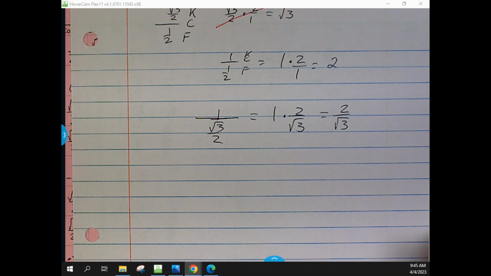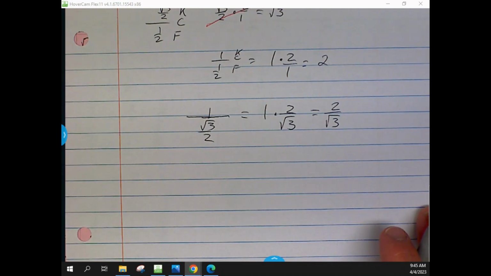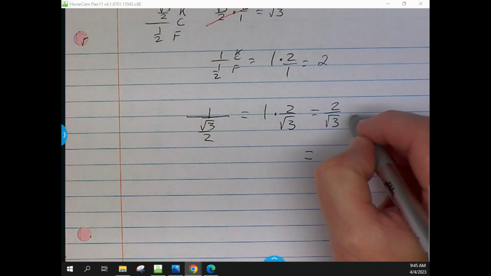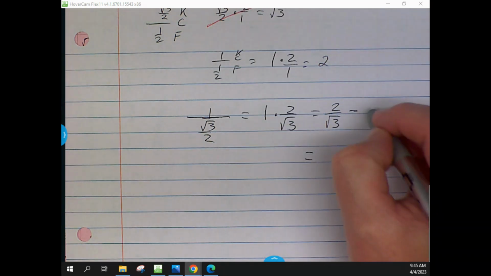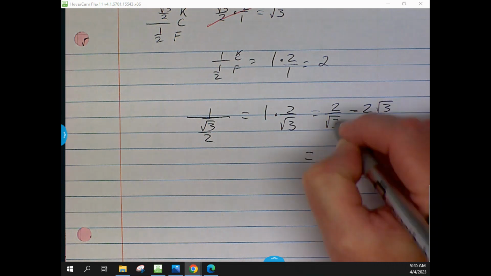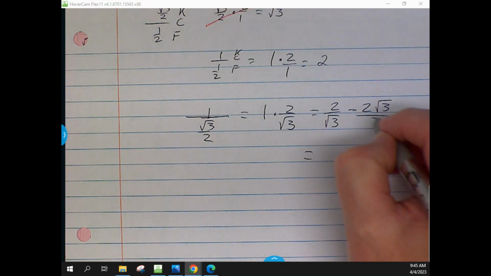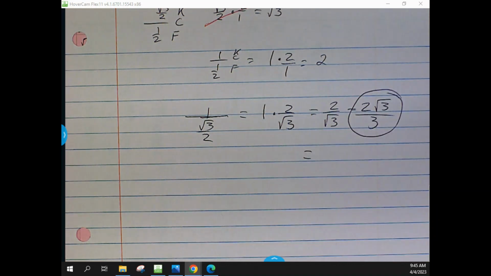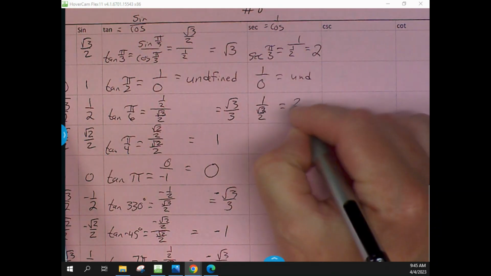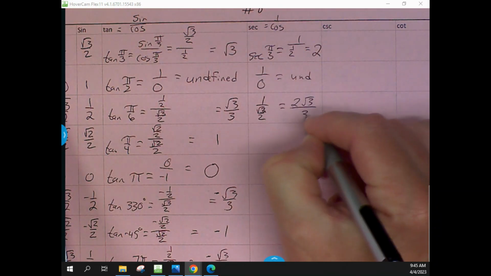Okay. And we're going to go long route or short route to get the rationalized part here? Short route. Okay. So again, we're going to move the square root from the bottom to the top. The 2 is already there. So we move the square root of 3 from the bottom to the top. On the bottom, just leave off the square root. And there you go. So that's 2 square root of 3 over 3.